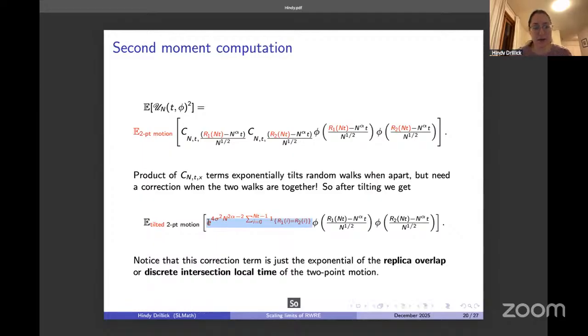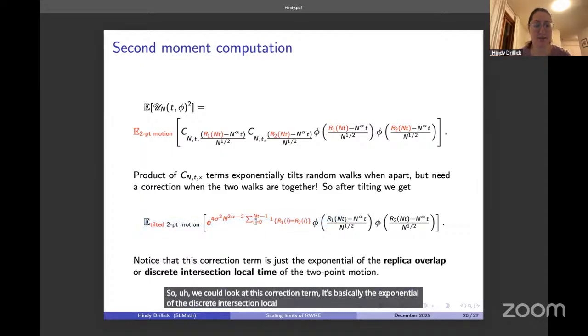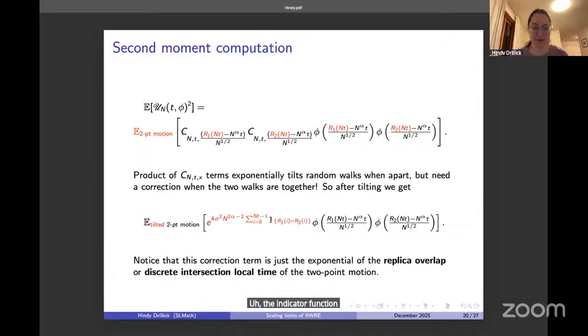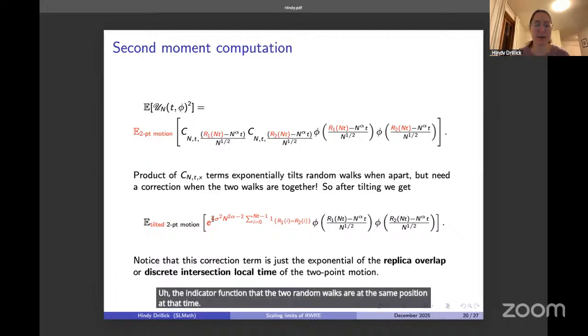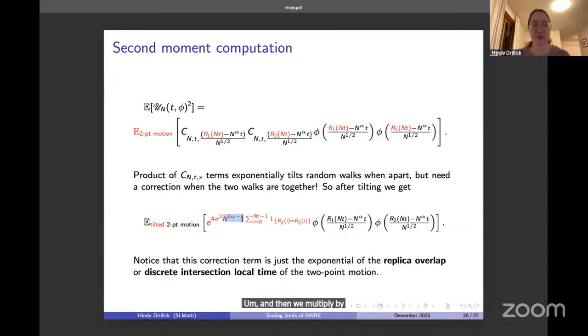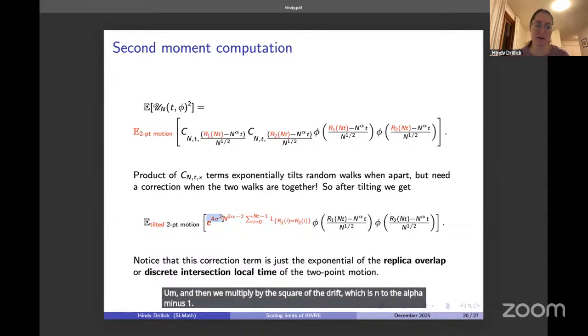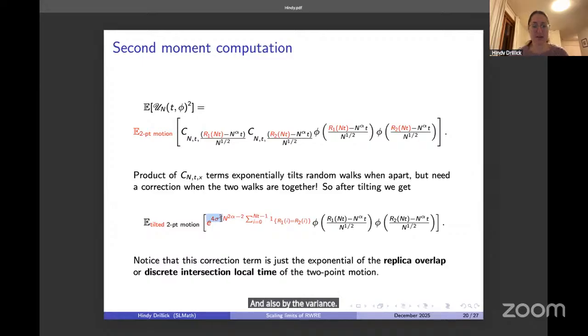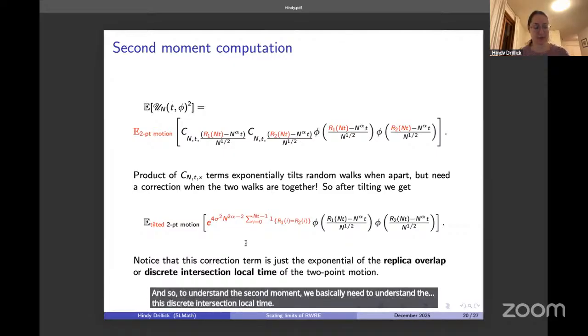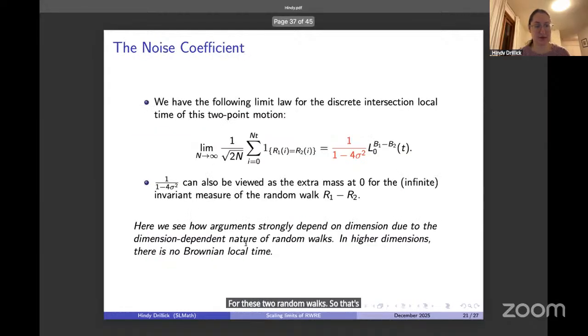So we can look at this correction term. It's basically the exponential of the discrete intersection local time, right? So we sum up from time 0 to time nt-1 the indicator function that the two random walks are at the same position at that time. And then we multiply by the square of the drift, which is n to the alpha minus 1, and also by the variance. So this turns out to be the correct term that we get here. And so to understand the second moment, we basically need to understand this discrete intersection local time for these two random walks. So that's going to be the focus for the rest of the talk.